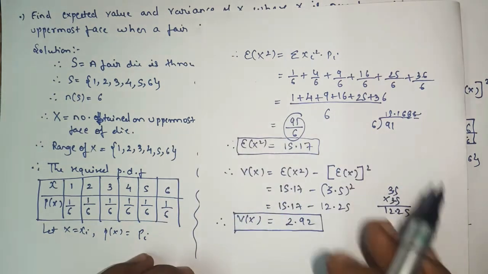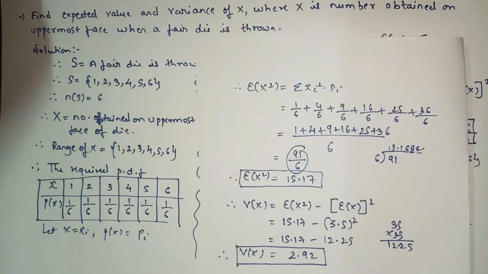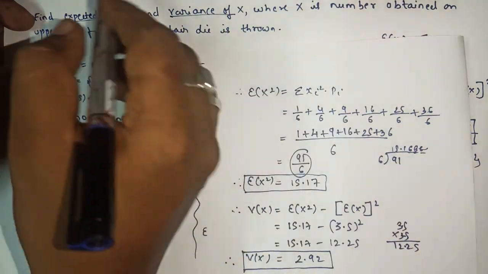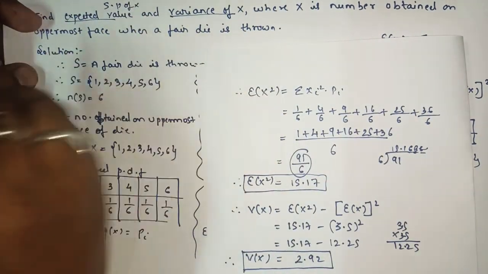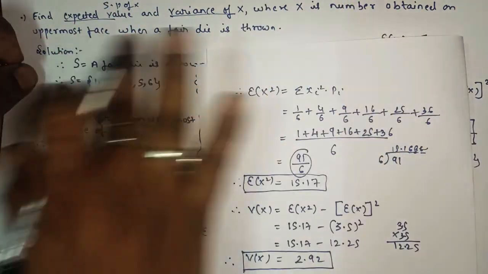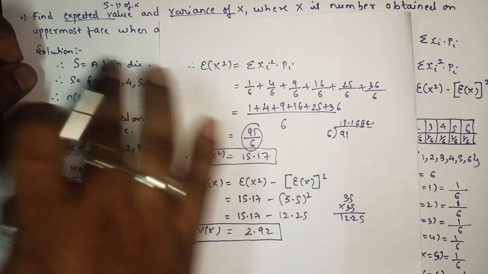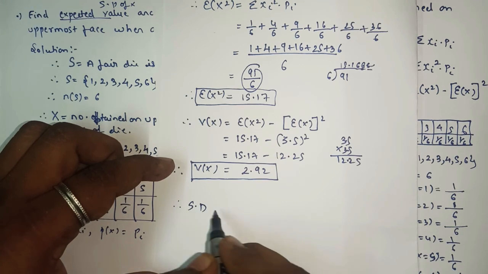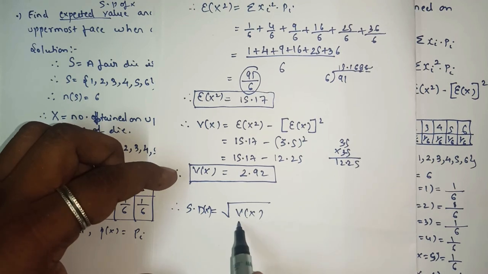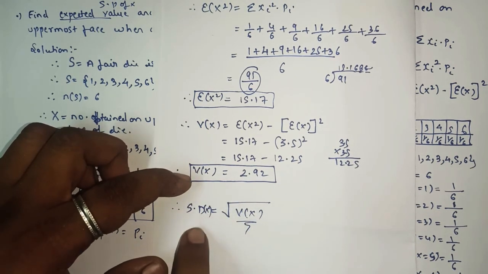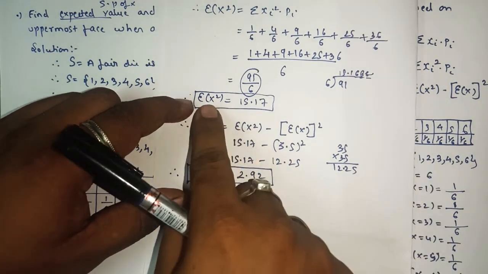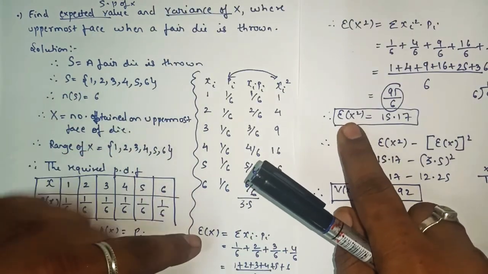Okay, suppose this question is replaced, that means instead of find expected value and the variance of x, it says find standard deviation of x. The rest is the same. If it says you have to find the standard deviation of x, as we all know, what is the formula? It is root of v of x. So without knowing the v of x, we cannot find standard deviation, and to find v of x we require e of x square, and to find e of x square we require e of x.